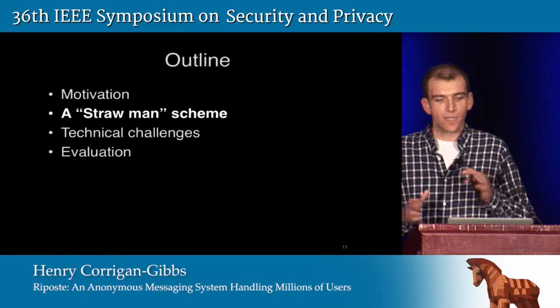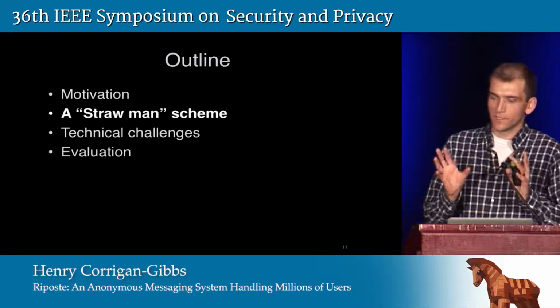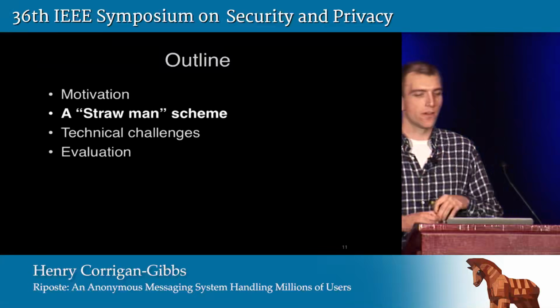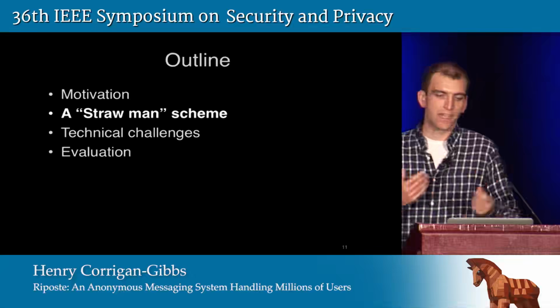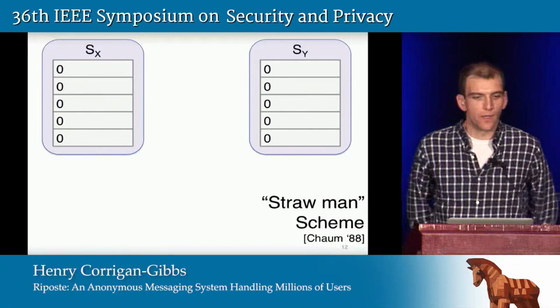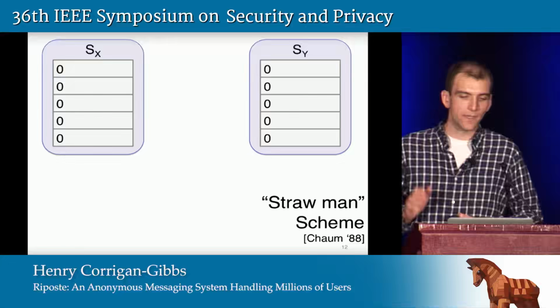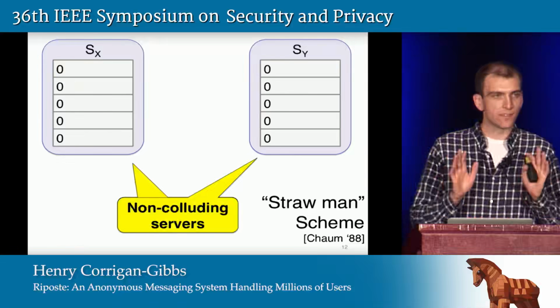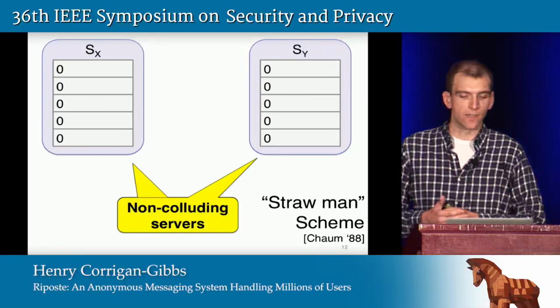I'm now going to talk about a straw man construction, or first attempt construction, that should give you a little bit of intuition for how we build this. And then I'll go over a couple of the technical challenges that we had to solve to make this work before explaining how it works in practice. So the straw man scheme is relatively straightforward. We're going to have two servers, server X and server Y. And I'm going to make the assumption for now that they don't collude, and weaken this assumption later.